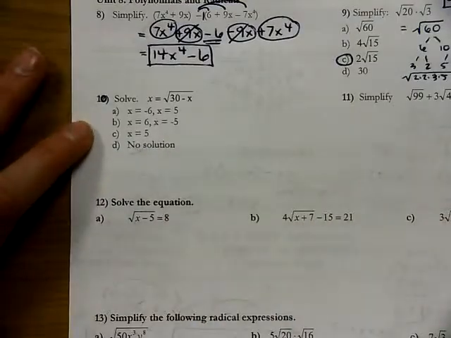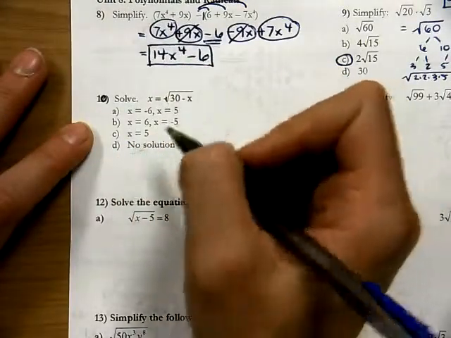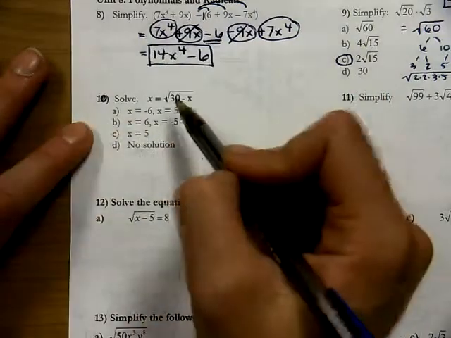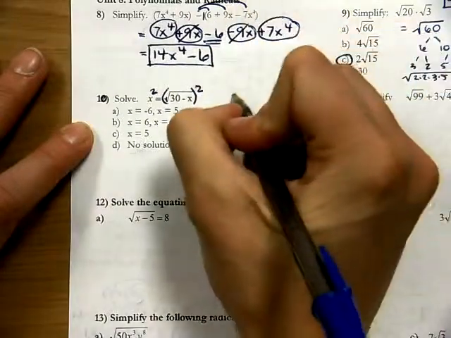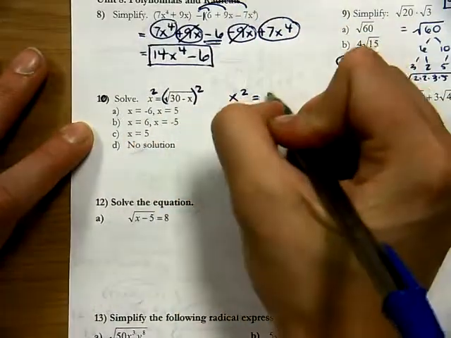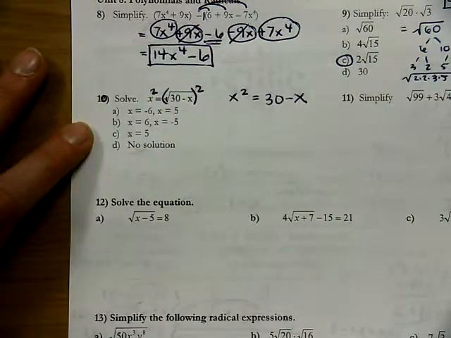Looking at number 10, we want to solve this equation. This is a radical equation, or a square root equation, because I see a square root here. When I'm solving a square root equation, I need to undo the square rooting, and to do that, I'm going to square both sides. So I get x squared equals, on the right-hand side, 30 minus x, because the inverse of square rooting is squaring.